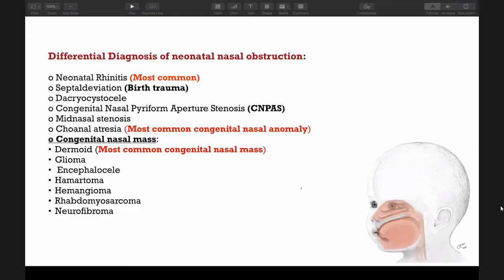Then we have the septal deviation due to birth trauma. Then we have dacryocystocele, but less commonly it will cause severe nasal obstruction. Then we have congenital nasal pyriform aperture stenosis, mid-nasal stenosis, and choanal atresia. Congenital nasal masses include dermoids, the most common congenital nasal mass. Then we have glioma and encephalocele. Other differentials include hematoma, hemangioma, rhabdomyosarcoma, and neurofibroma, which we will not cover today.